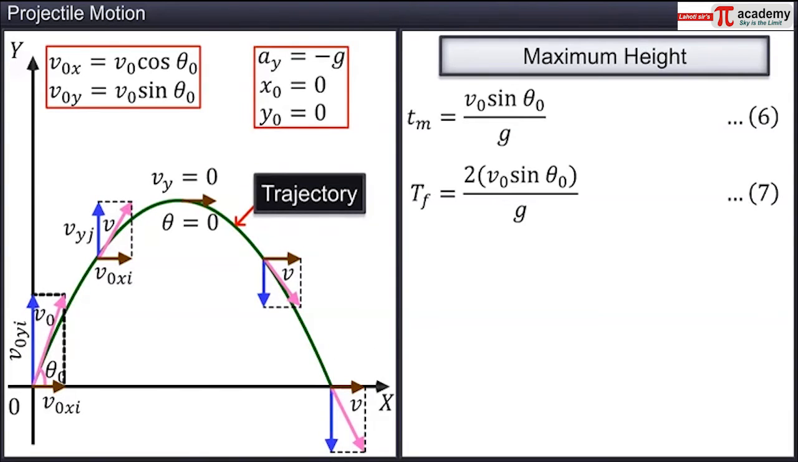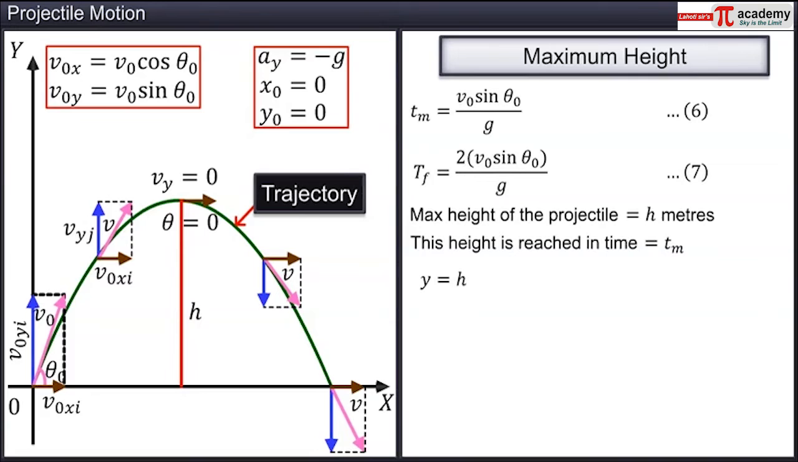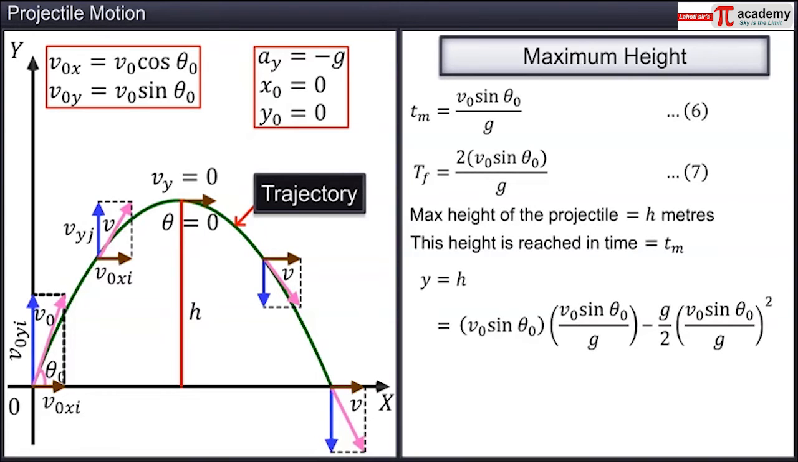Next, we will find the maximum height attained by the projectile. Consider the maximum height of the projectile as h meters. This height is reached in time Tm. Substituting in equation 2 and simplifying, we get h is equal to (v0 sin θ0) square divided by 2g. Let this be equation 8.